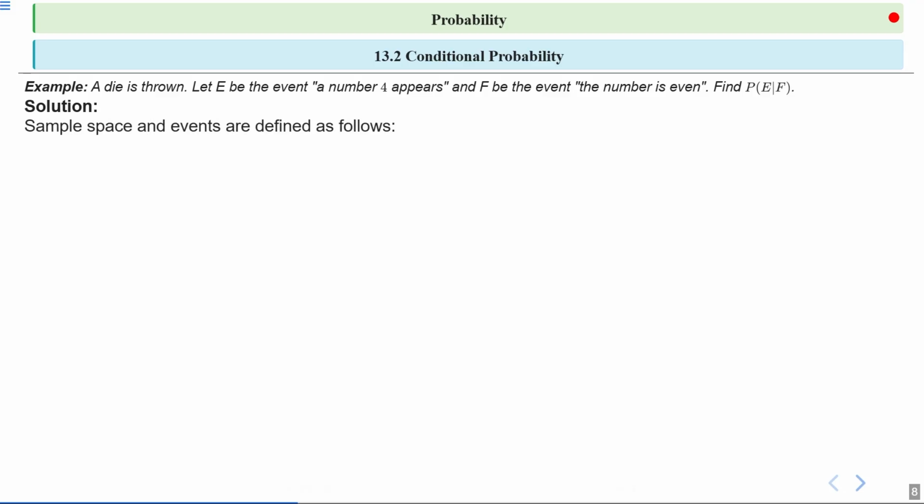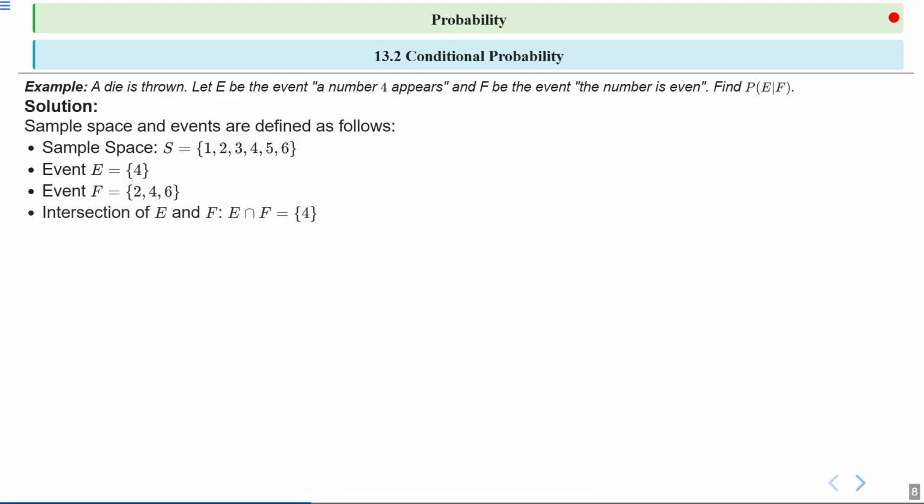So first let's define our sample space and events involved. The sample space is just all the possible outcomes when we throw a die, and the events E and F are specific results we are interested in. So sample space S is basically 1, 2, 3, 4, 5, 6. Event E is equal to 4, because number 4 appears is event E. Event F is basically 2, 4, 6. Intersection of E and F, E intersection F, is basically 4, right?